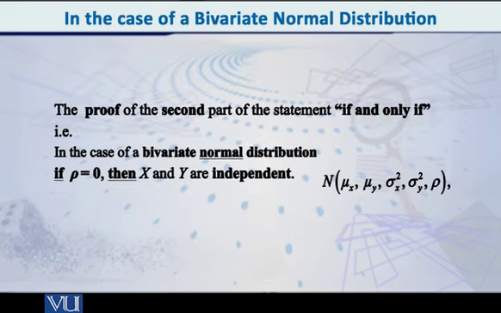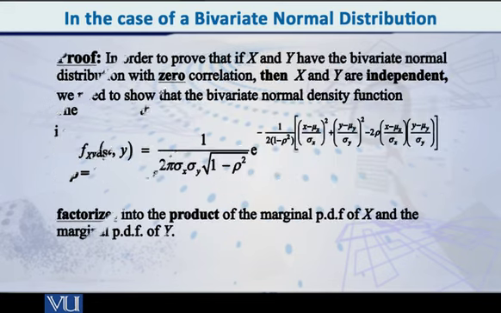So now let us proceed to prove this second part of the statement, if and only if. और वो statement क्या है कि in the case of the bivariate normal distribution, if rho is equal to 0, then x and y are independent. So what do I actually have to do in order to prove this? Well, all I have to do is to substitute rho equal to 0 in the PDF of the bivariate normal distribution. Obviously, that is what I have to do because we are saying that rho is equal to 0 and then we want to see what happens to the PDF.